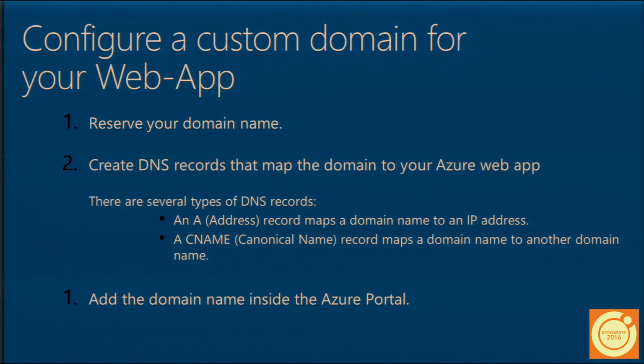For the custom domain, first you have to reserve your domain name. Well, that's obvious, I guess. The second thing you have to do is map your custom domain name to the domain name in Azure. There are a couple of ways to do it. You have two records to do that. You have an A record, and now it's becoming really technical, where you map to the IP address of the web app. The second choice is to use a canonical name, and with the CNAME record you map to the domain name of Azure. It depends a little on your hosting provider what you choose. The last thing you have to do is add the domain name inside the Azure portal.